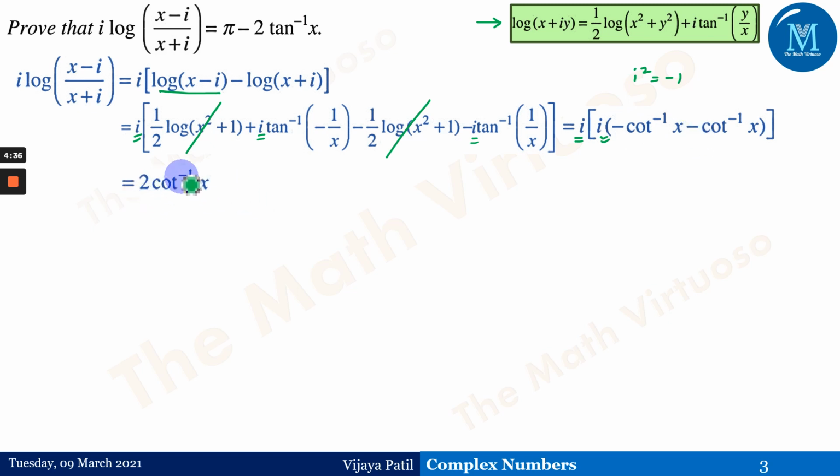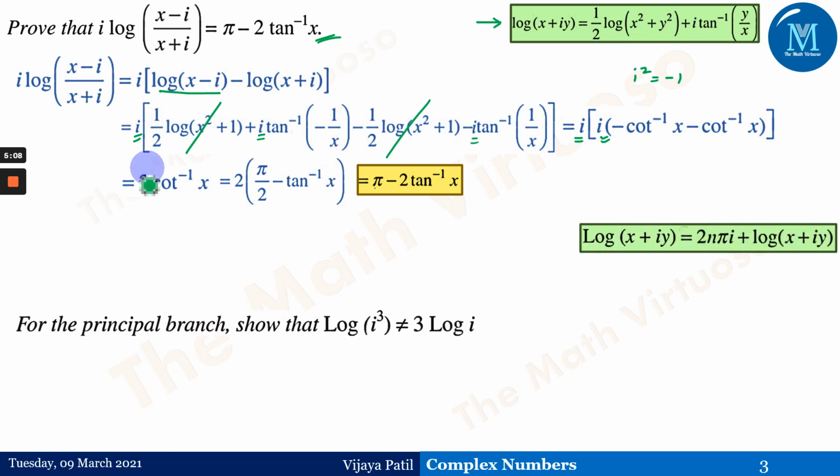2 times cot inverse of x. So we know the relation between cot inverse of x and tan inverse of x, that is, they are related to each other as tan inverse of x plus cot inverse of x is equal to pi by 2. We have used that fact here, and we have written cot inverse of x as pi by 2 minus tan inverse of x, and that's the reason this 2 will get cancelled and we'll have pi minus 2 times tan inverse of x as the answer for this particular thing, which is the same as our RHS.